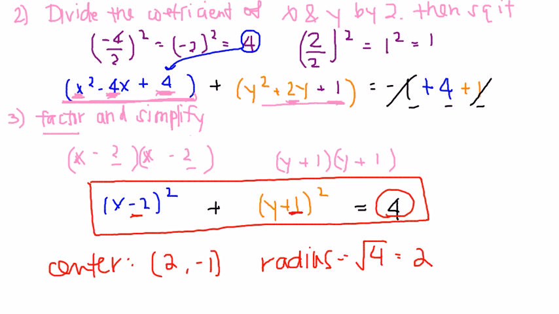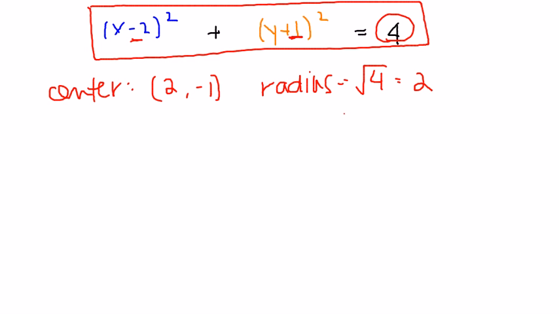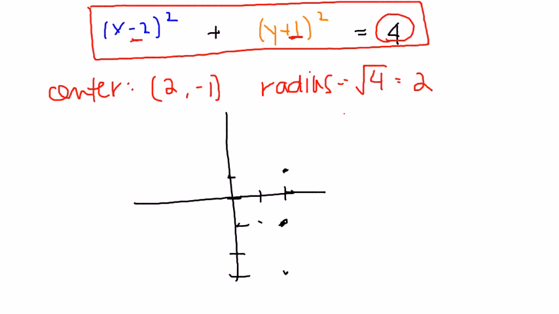And since we're asked to graph this thing, let's graph it now. I go to the right 2, down 1. I go up 2 because I have a radius of 2, down 2, to the left 2, to the right 2. So here are some points to help me sketch my circle. And there we go.